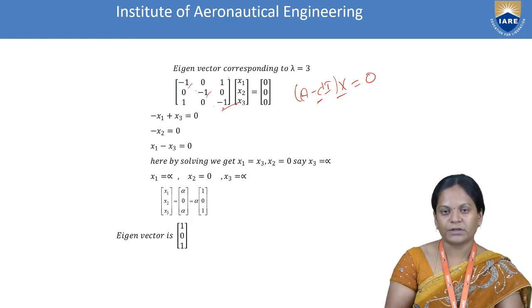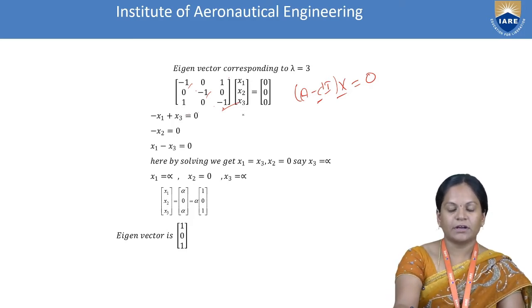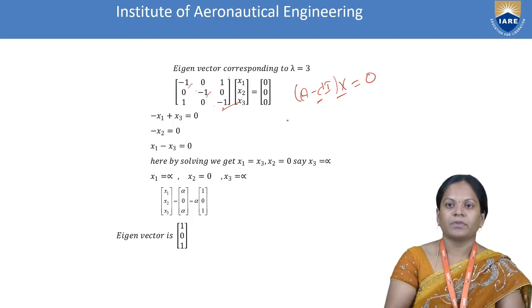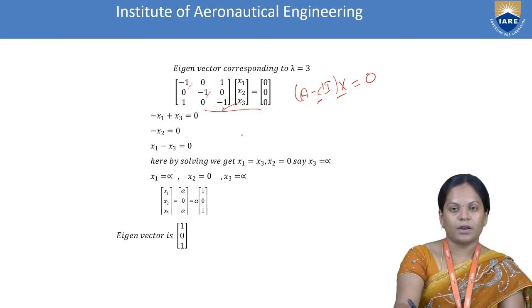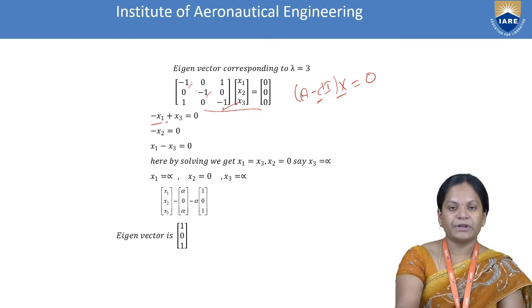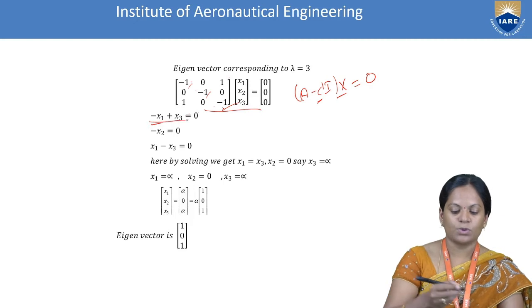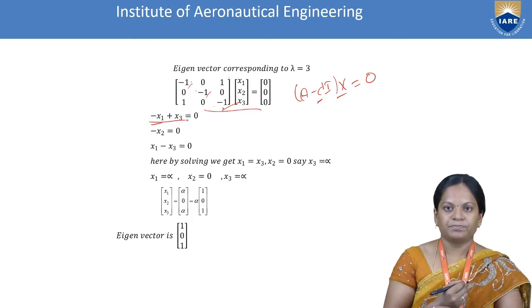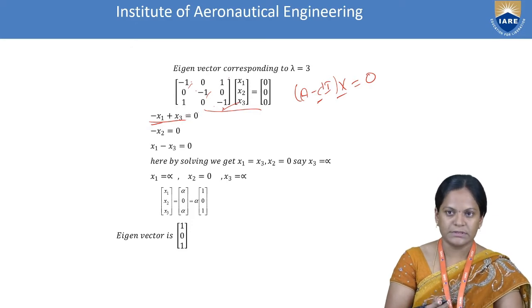This is the unknown vector, so that value we have to find. So the eigenvector capital X is x1, x2, x3, which is equal to 0, 0, 0. Now again rewrite the equations by using this system, Ax equal to 0 system. Take row and column: minus 1 into x1, minus x1, 0 into x2, 0, 1 into x3 plus x3. So from the first row, we got the equation minus x1 plus x3 equal to 0.